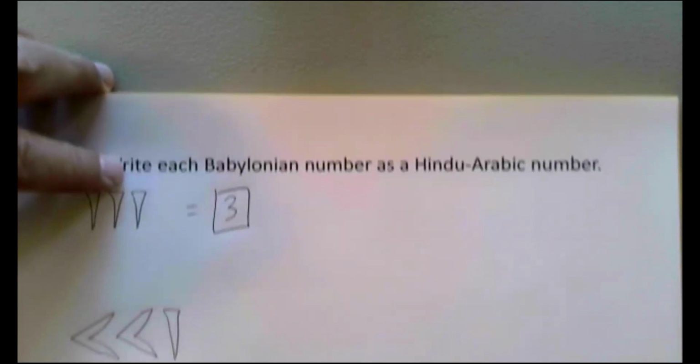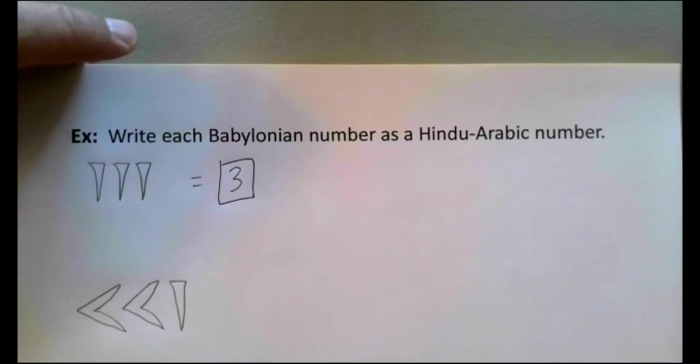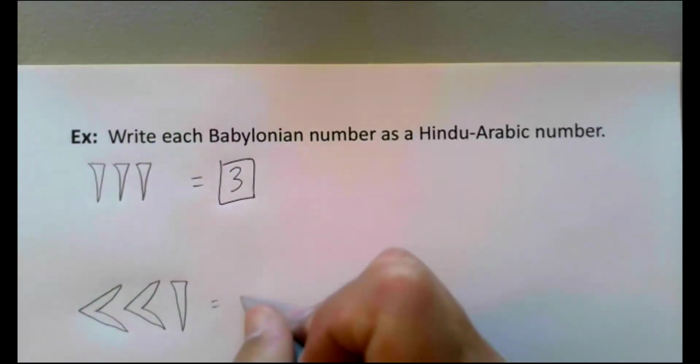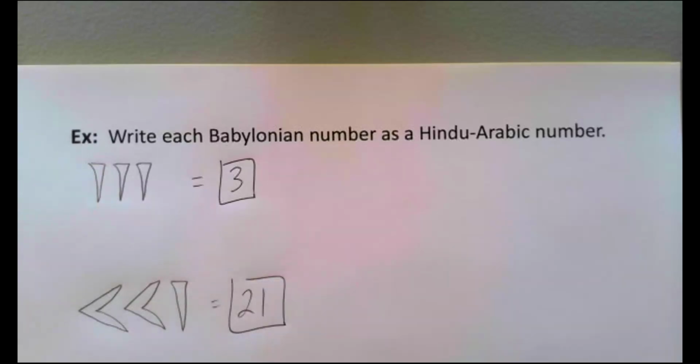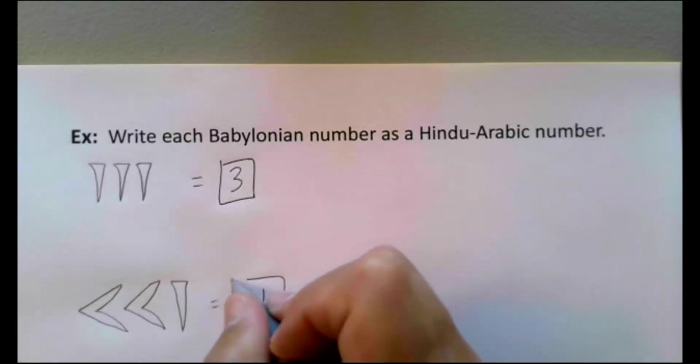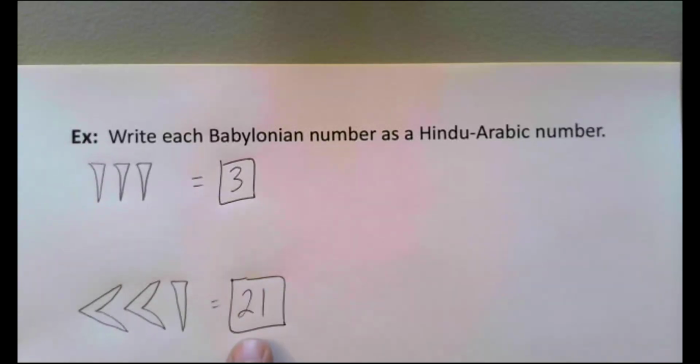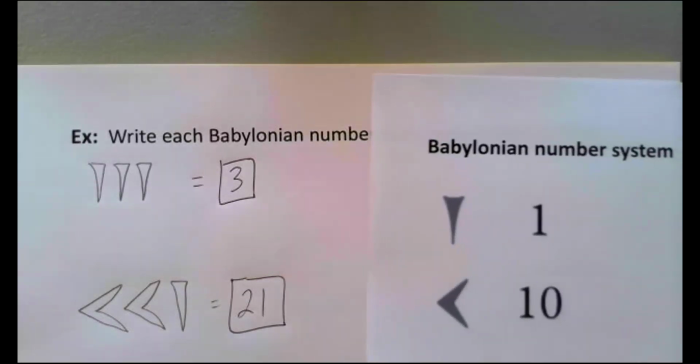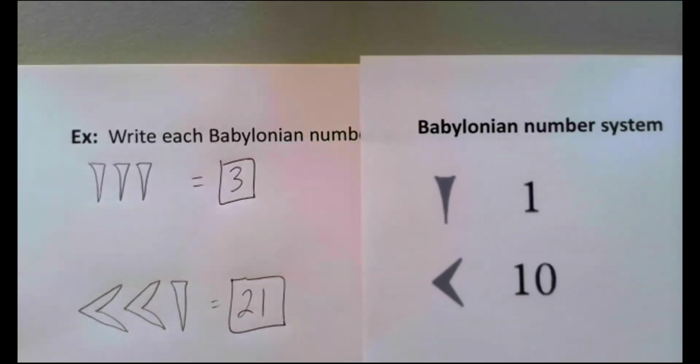For the next example, this is equal to 21. It's equal to what we would call 21. The number that we would consider as 21, the ancient Babylonians, several thousand years ago, would have written like that. Why? Well, because it's 2 of those and 1 of those.